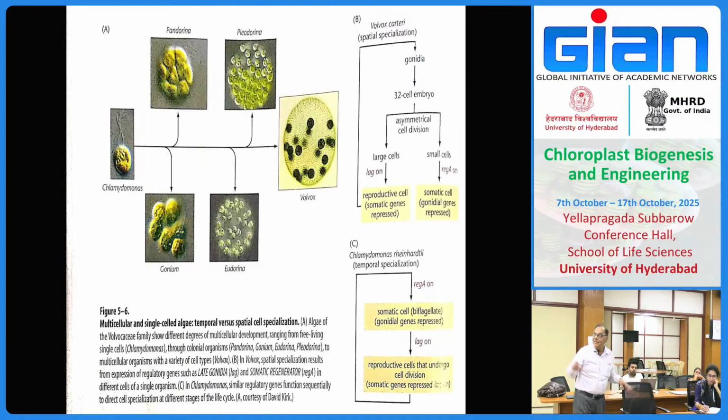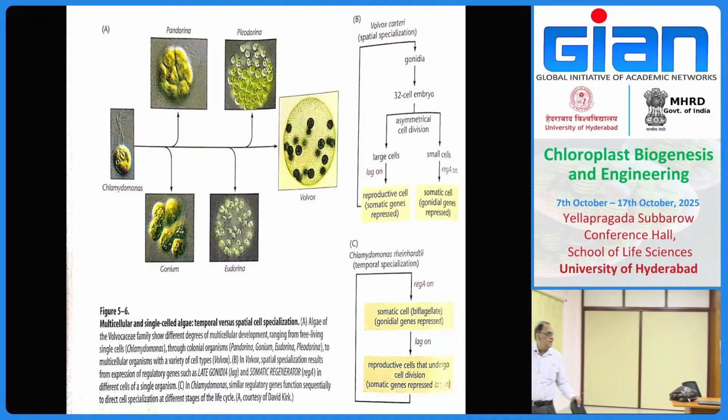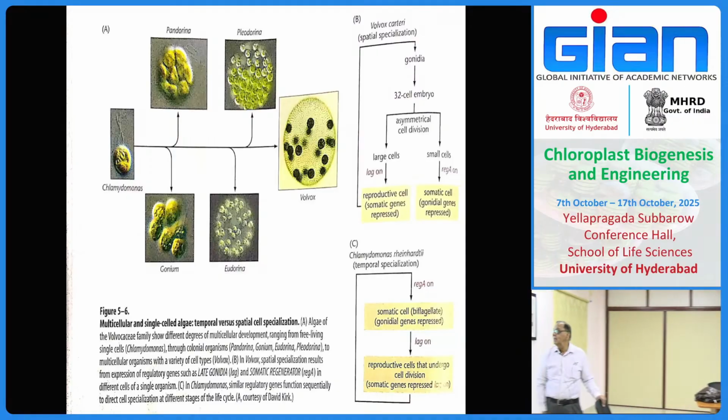Not only that, there is differentiation. You can see the Volvox, these are reproductive cells. Reproductive cells inside the Volvox, and the others are called vegetative cells. The clear differentiation: vegetative cells and reproductive cells.